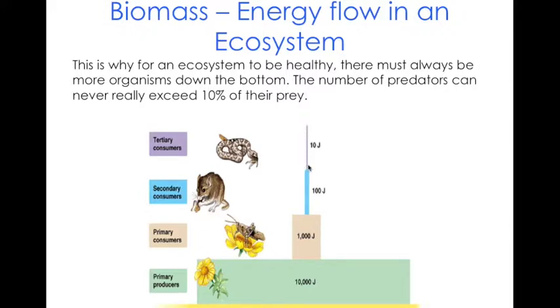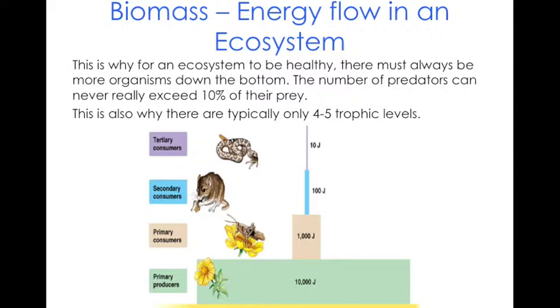Which is why for an ecosystem to be healthy, there always needs to be more organisms down the bottom. There always needs to be more plants than there are herbivores, more herbivores than carnivores, and more carnivores than apex predators. And so as you go up, you lose about 90% of it, and only 10% goes onwards. Which is why the number of predators never really exceeds 10% of their prey, because they need all of that prey to sustain that population of predators. So that's biomass, and that's how we understand energy flow throughout ecosystems. Okay.